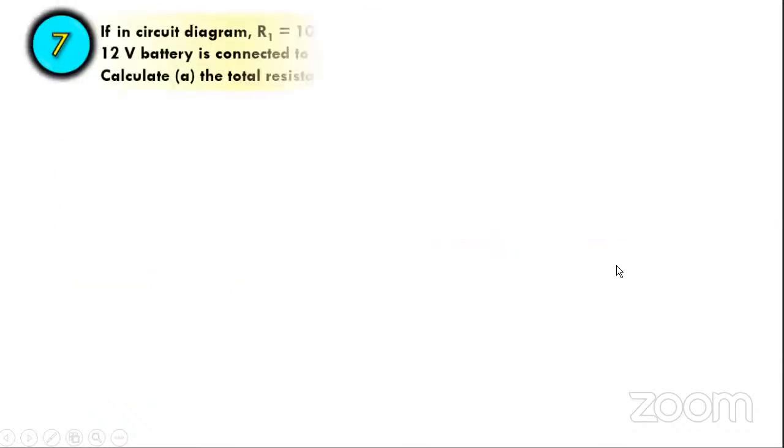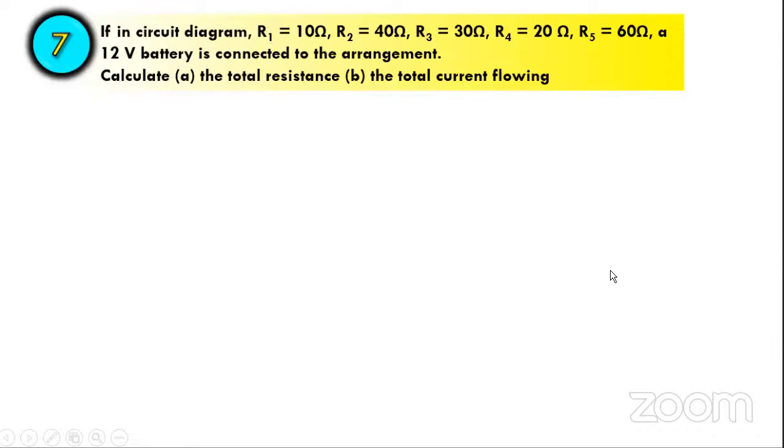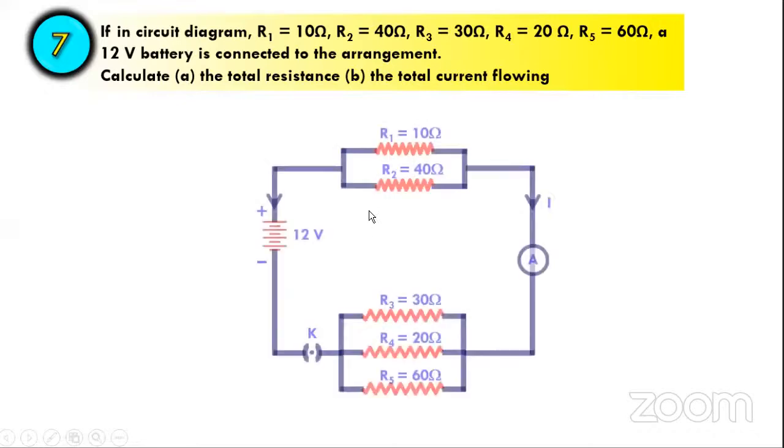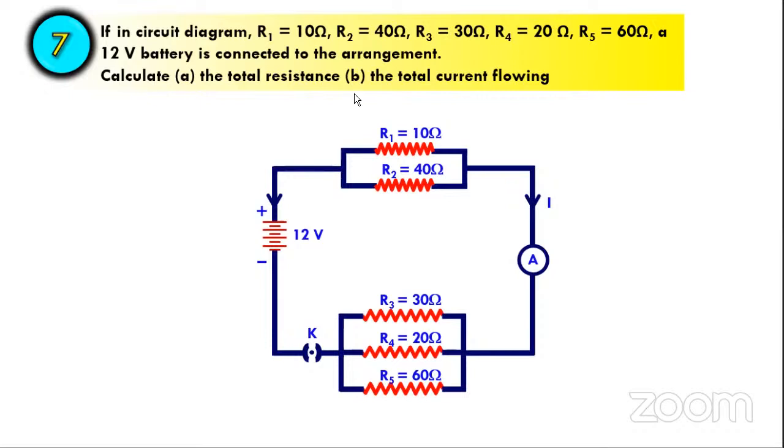Is it clear? Read this question and try to answer it. What was asked in the question? The total resistance and the total current flowing, only two parts. To find the total resistance, look at how they are connected to the battery. It is clearly given in the diagram. Not all are parallel, not all in series. Parallel and series combinations are there.